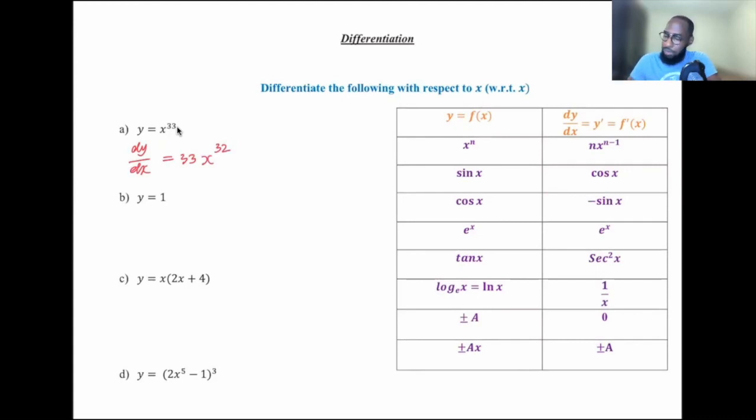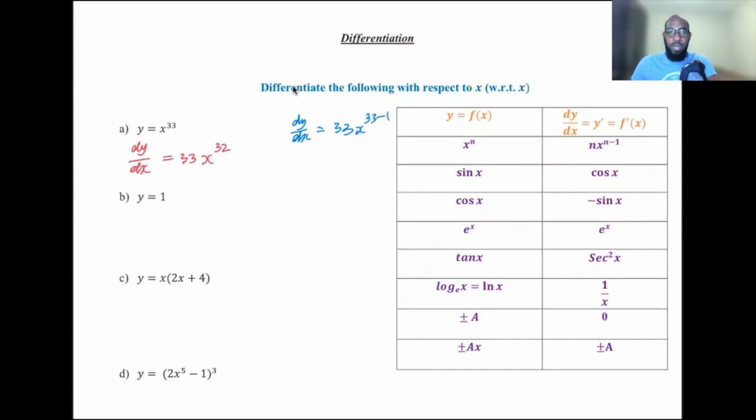Now, you can probably say dy dx is equal to 33 x to the 33 minus 1, and then write this line. You can do that, but when you get more complicated questions, you need to think of it like this and work out the answer at once. You don't have time to do this, and putting too many steps can confuse your working.